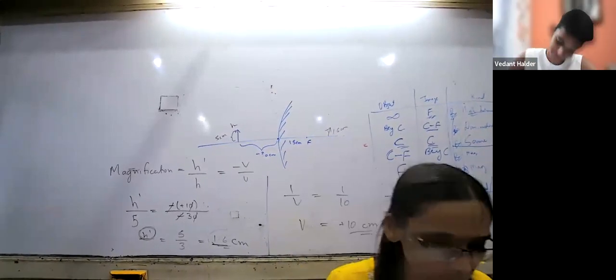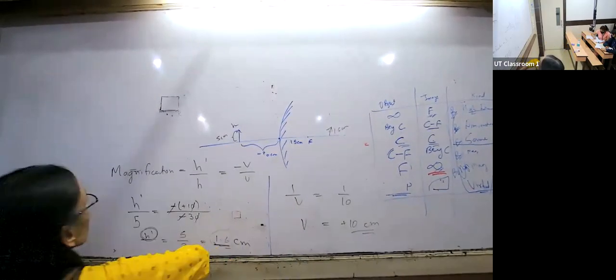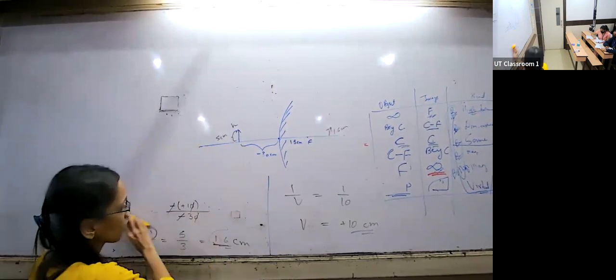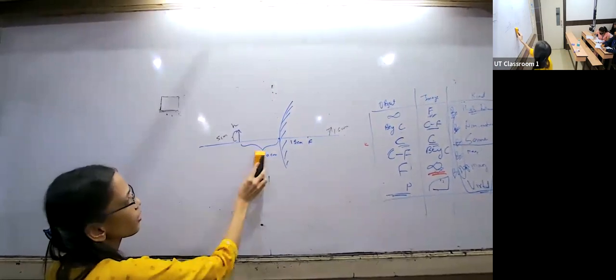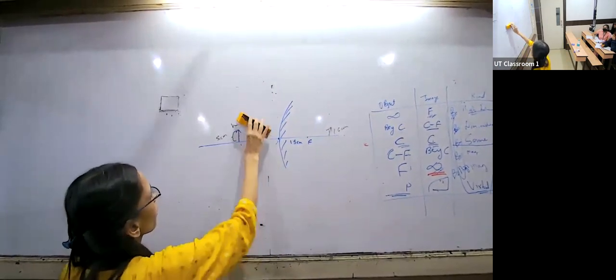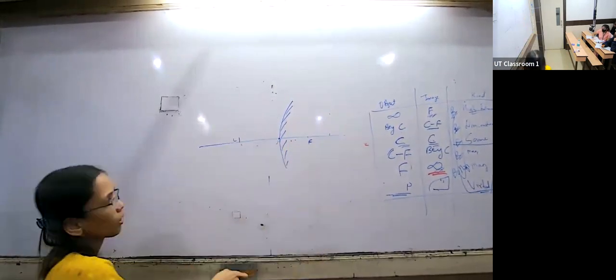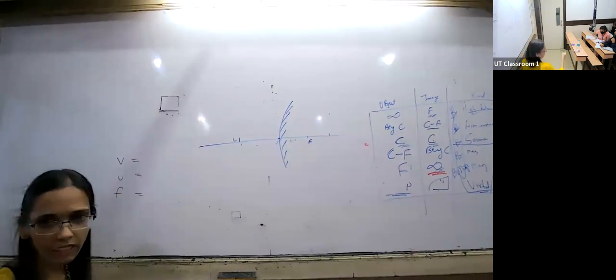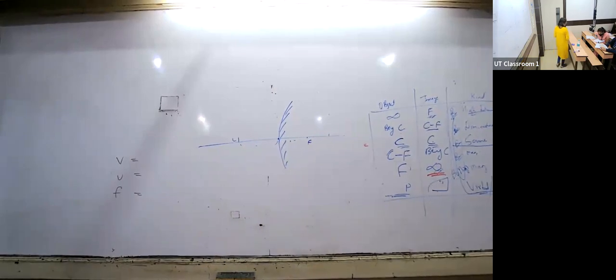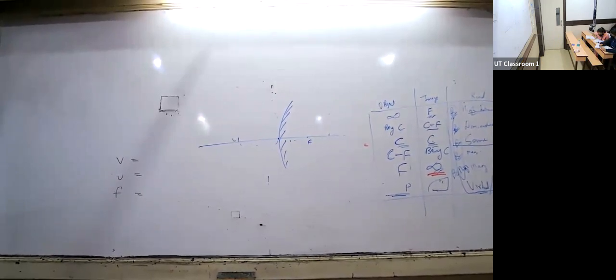Okay. Take this. So it's the same mirror, so I'm not editing. Tell me V value, U value, and F value. First write and I'll take a look and then I'll put it over here. V value, F value, and U value.